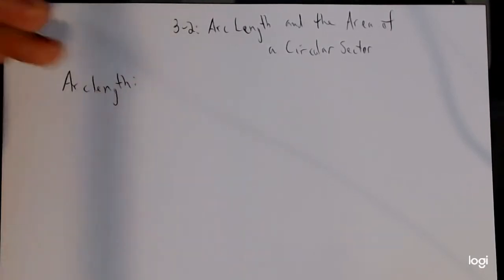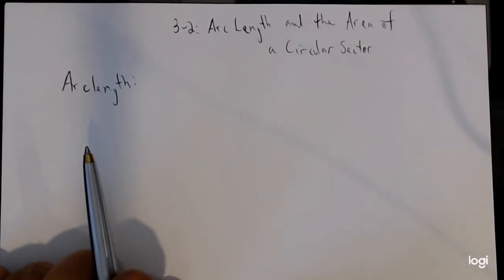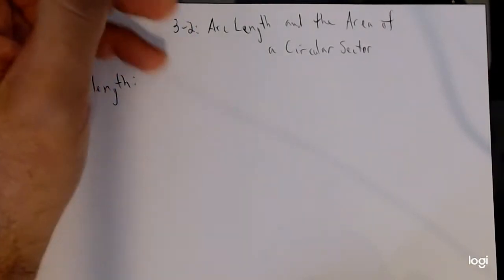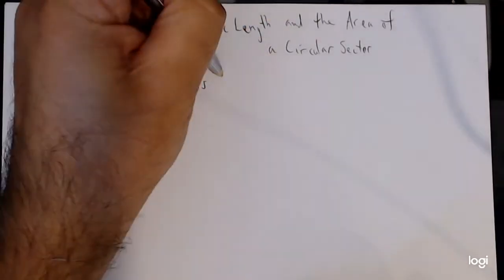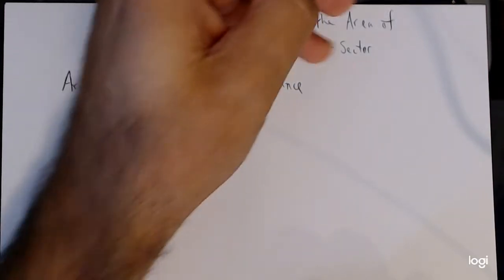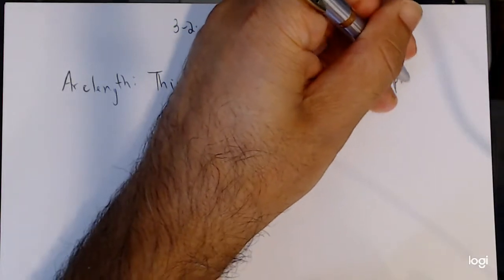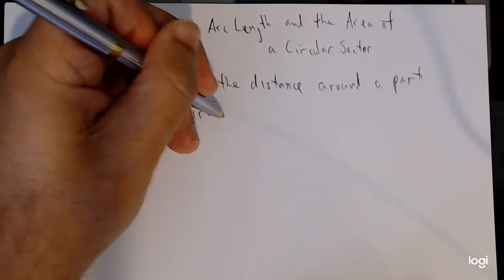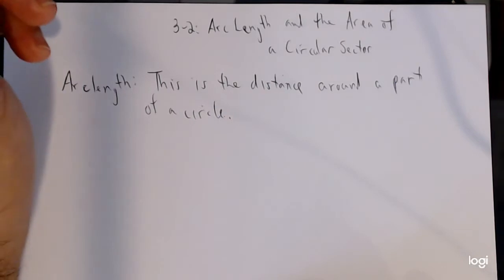This is very straightforward to figure out because we're going to use our idea about the radian measure to help us find the arc length. So when we say arc length, by definition, this is the distance around a part of a circle. And we could easily find that because we could use the idea in section 3.1.